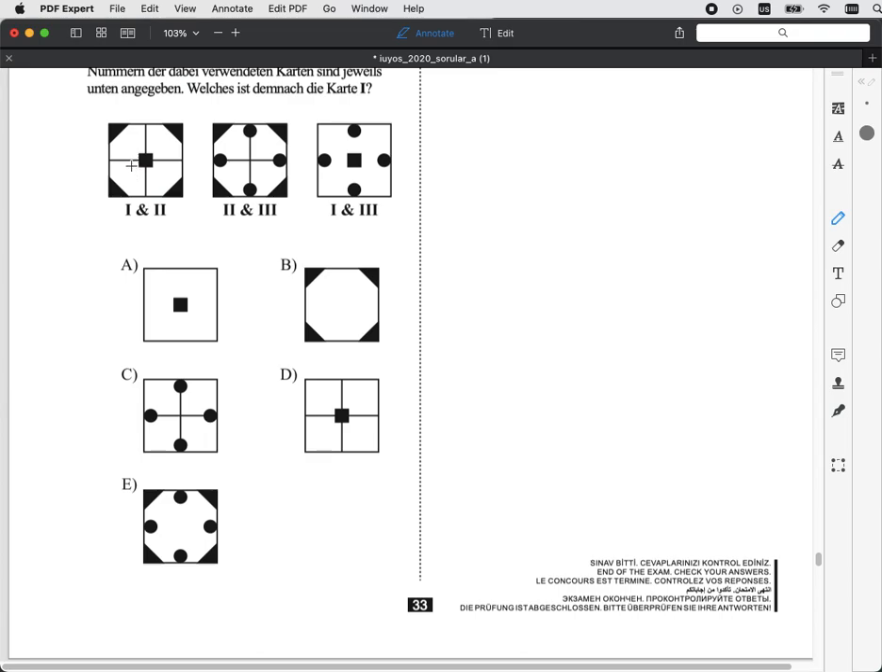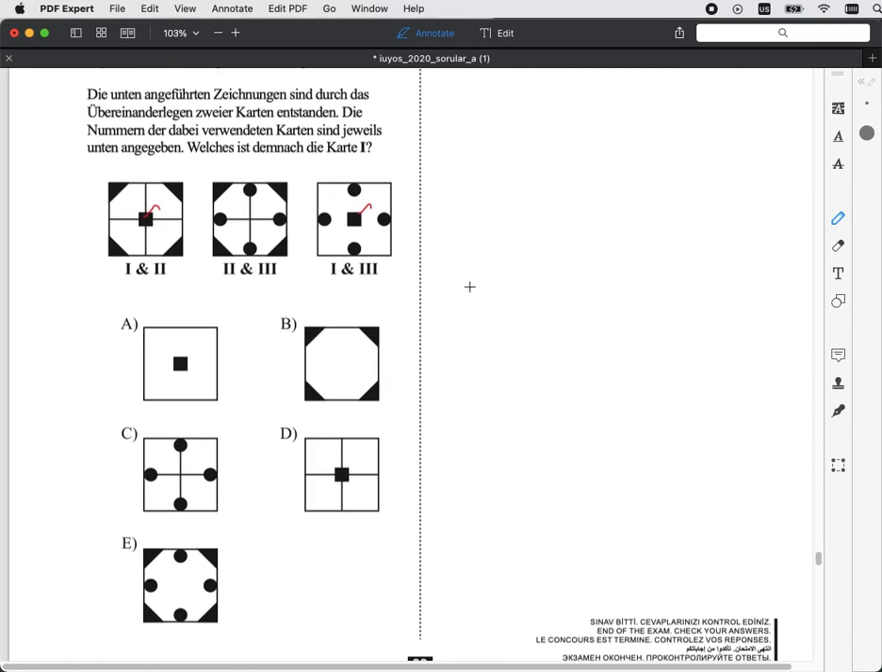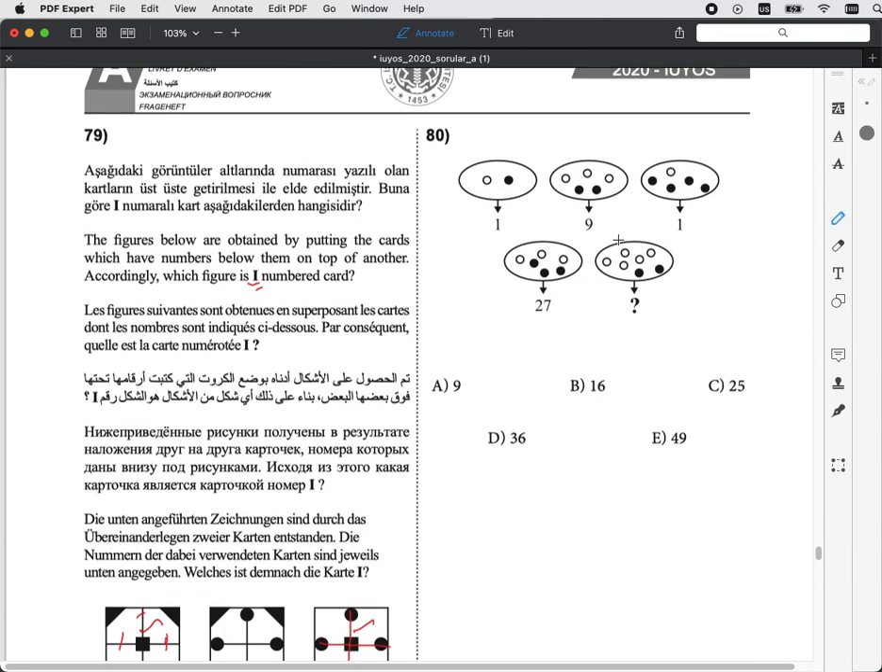79, 1 and 2, 1 and 3. So the same thing is square, right? So the question is asking for 1. So A, that's it. Okay, 80, 1 and 1, 3 and 2. So, okay, 3 power 2 is 9, 1 power 4 is 1, 3 power 3, 1, 2, 3, 4, 5 square is, the answer is C.